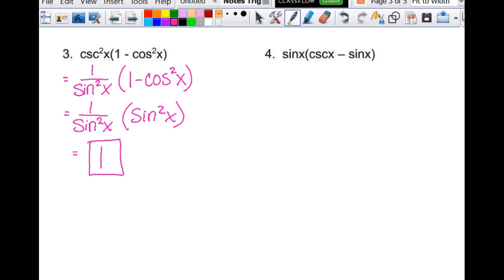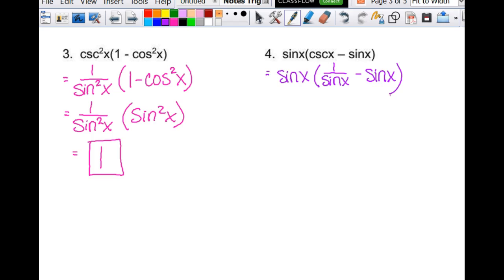We've got sine of x times cosecant x minus sine x. All right, so if I distribute that in, I know I'll get a sine squared x in there somewhere, so that's decent. What's the reciprocal of cosecant? What is it? Sine, okay? So that might help me if I wrote that as 1 over sine x. Do you agree with that? So I'm going to rewrite this and get sine of x times 1 over sine of x minus sine x.